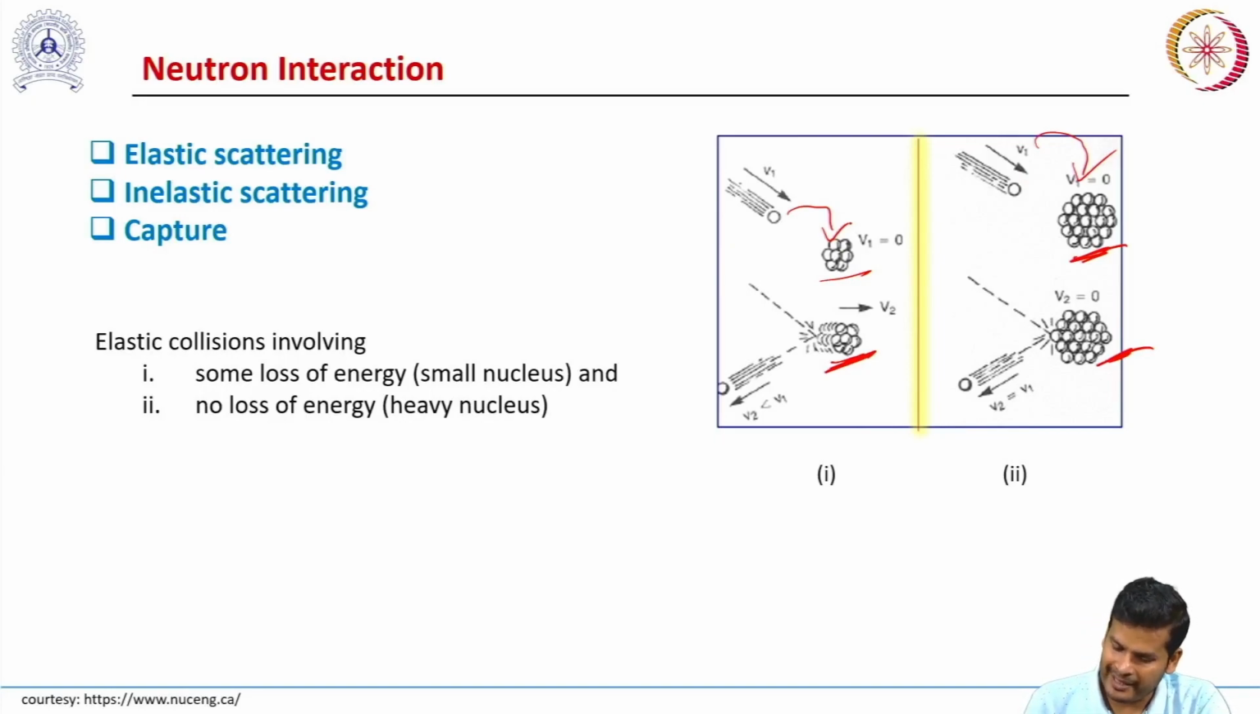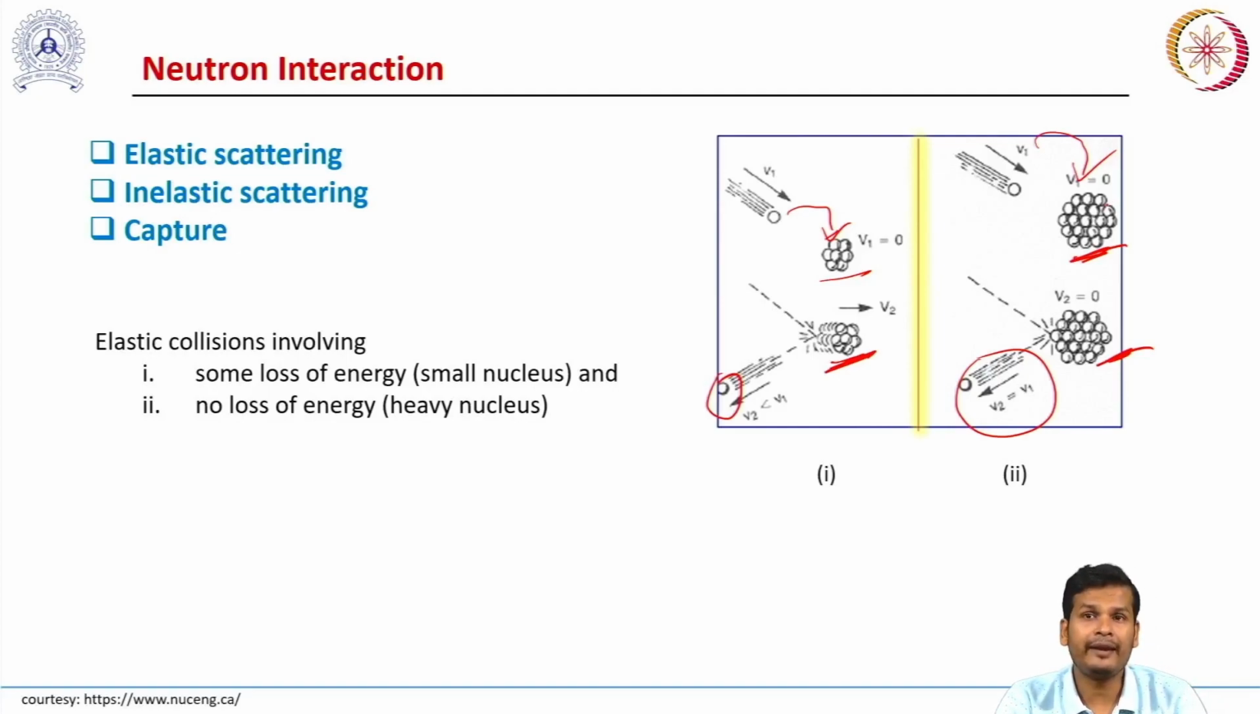In the first case, what happens when the neutron is colliding with the nucleus? Neutron velocity is decreased. But in the second case, what you can see, the neutron is colliding with the nucleus. Neutron velocity is almost the same. There is no change in the kinetic energy of the nucleus. In the first case, nucleus kinetic energy is increased and the neutron kinetic energy decreased. But in the second case, neutron kinetic energy remains constant and the nucleus kinetic energy also remains constant.